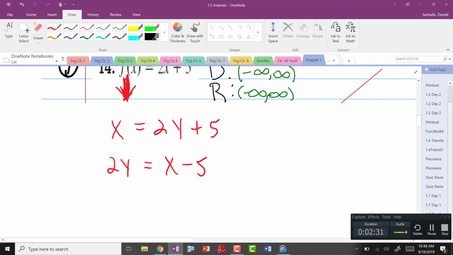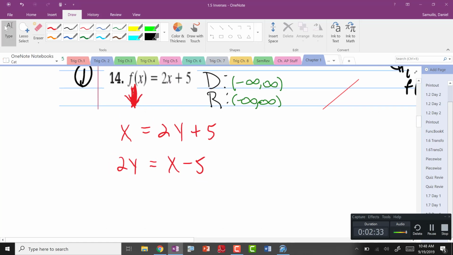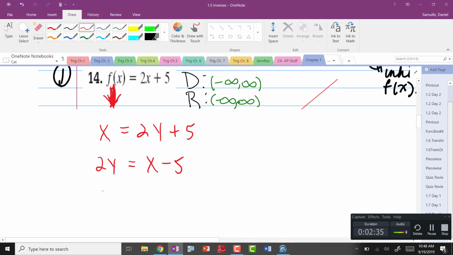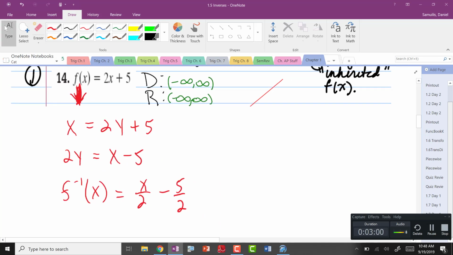And then the way I'm going to write this, instead of y, we'll call it the inverse of f of x, which looks like f to the negative first. This is a Mickey Mouse example, so simple. I'm going to divide by 2, divide by 2. Then that shows me the slope and the y-intercept.